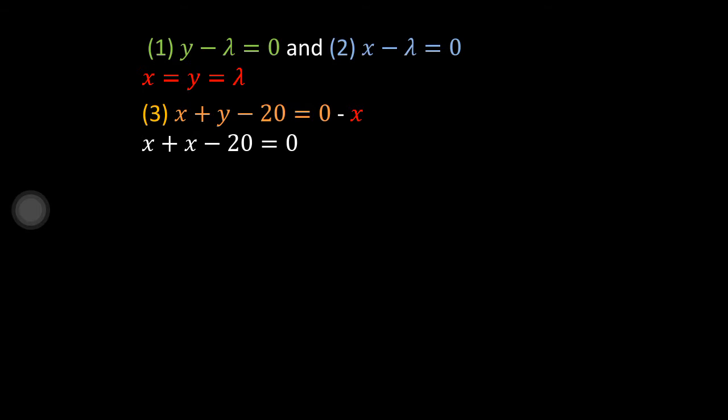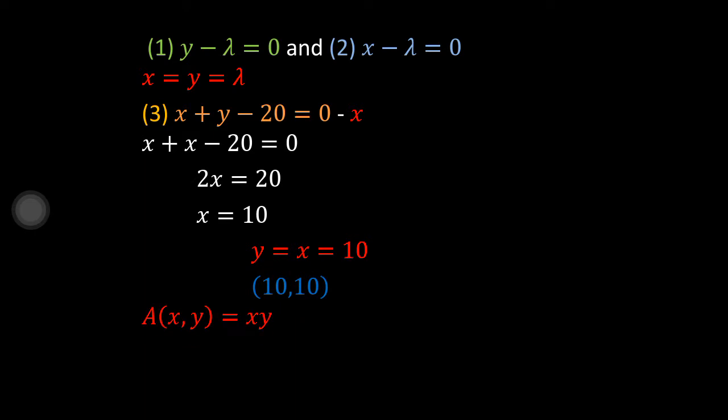So, x plus x is equal to 2x. Transpose yung negative 20 sa kabila, magiging 2x is equal to 20. Divide both sides by 2, magiging x is equal to 10. Thus, y is equal to x is equal to 10. The maximum value of the given function subject to the constraint occurs at 10 and 10. So, let's substitute the values na nakuha natin sa x and y. So, 10 times 10 is equal now to 100. Yun na yung maximum value niya.